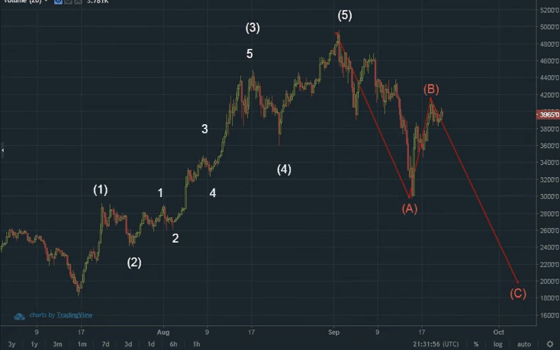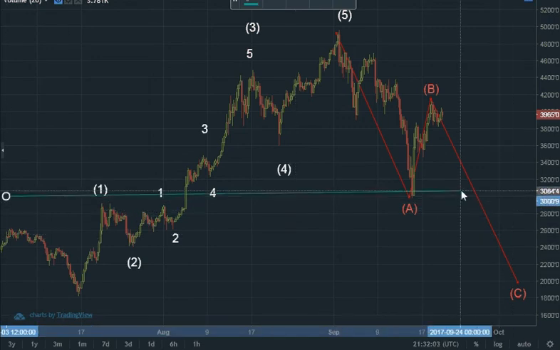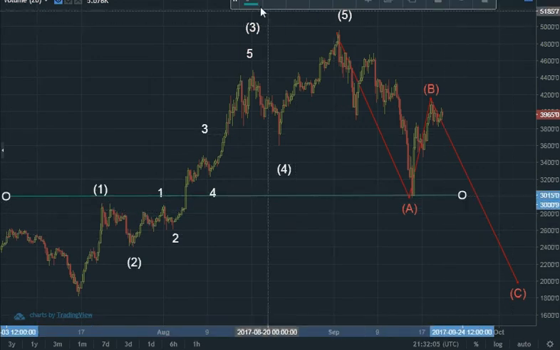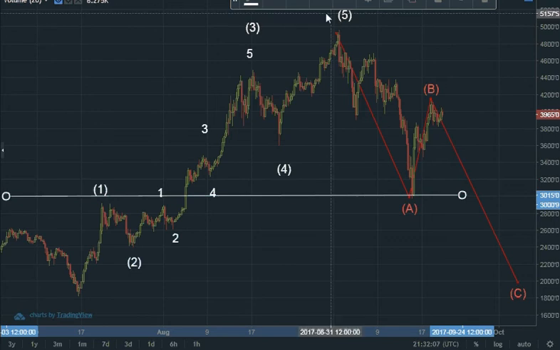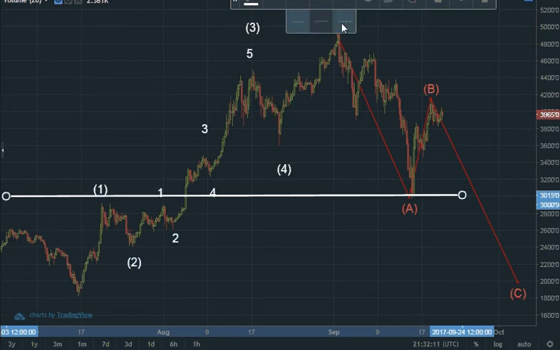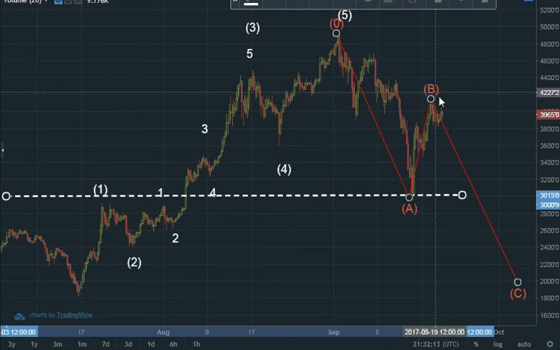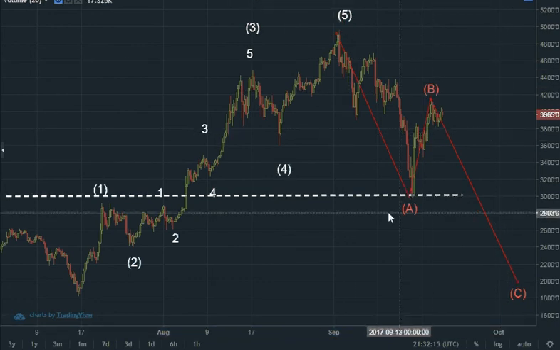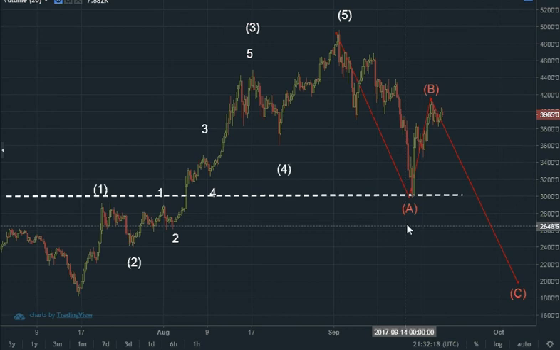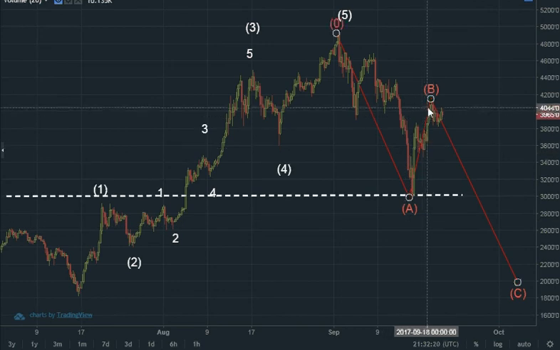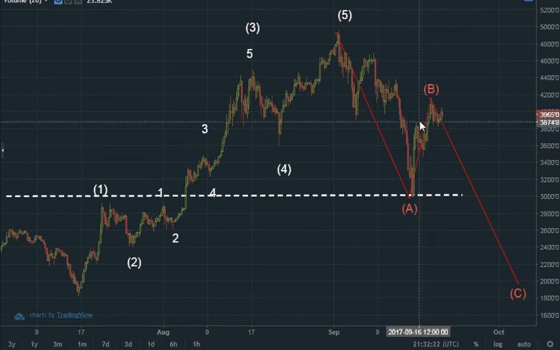But given how strong this horizontal support at around 3,000 was, I saw that as a potential stop point of a bounce. What had been concerning me is the 3-wave nature of this. 1, 2, 3, A, B, C.